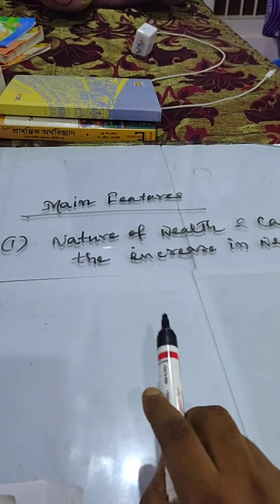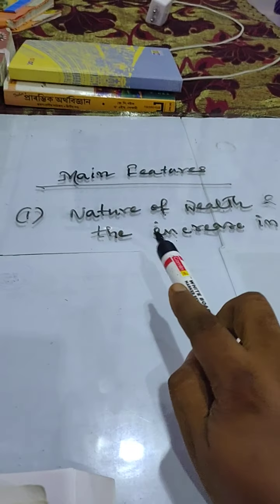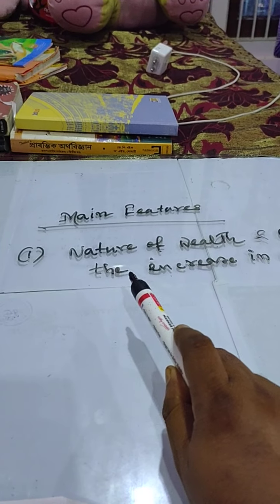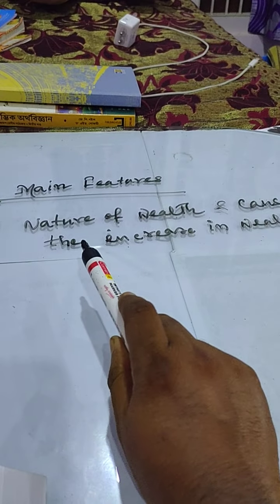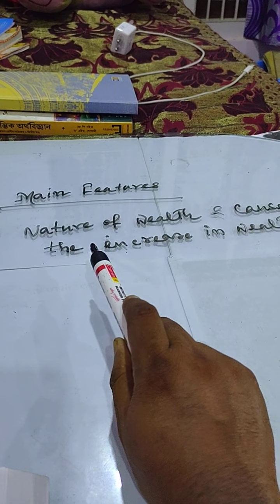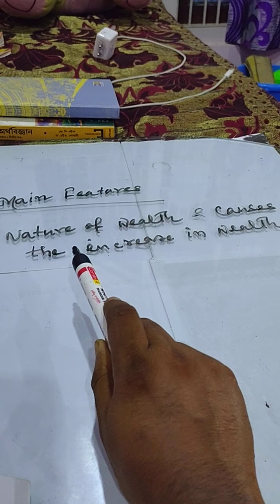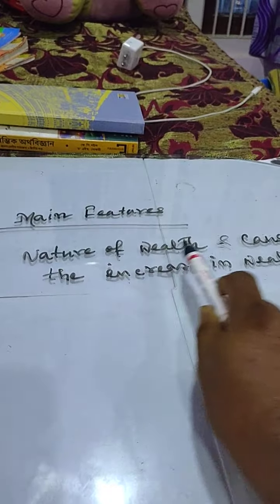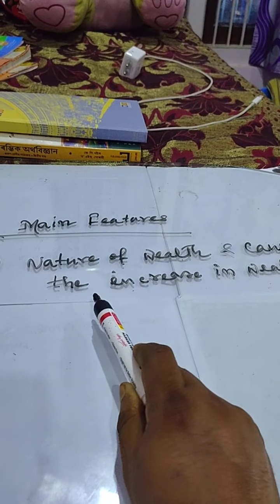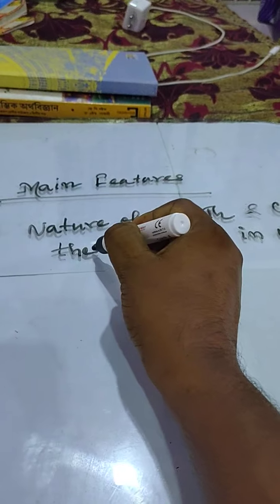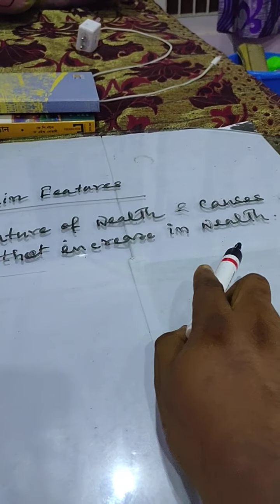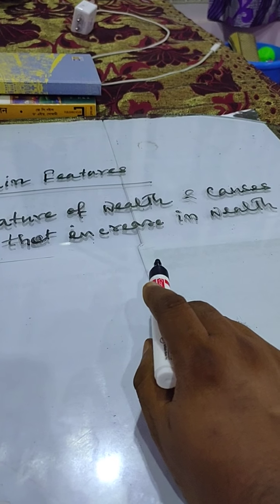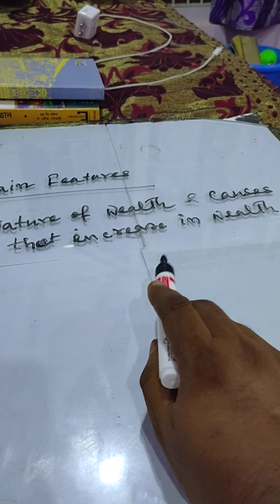Now we move to the main features of economics. The first point of the definition of economics given by Adam Smith is that economics studies the nature of wealth and causes that increase wealth. You see, it should be increase in wealth. Therefore, it studies all the economic activities of human beings in relation to wealth.